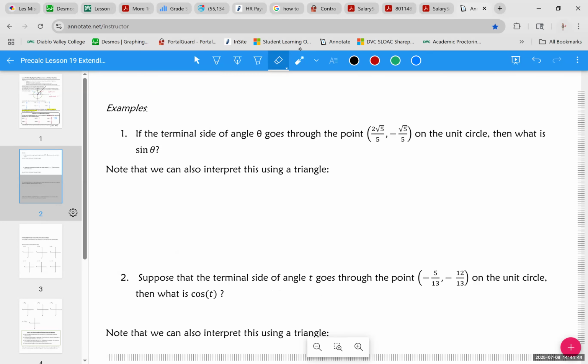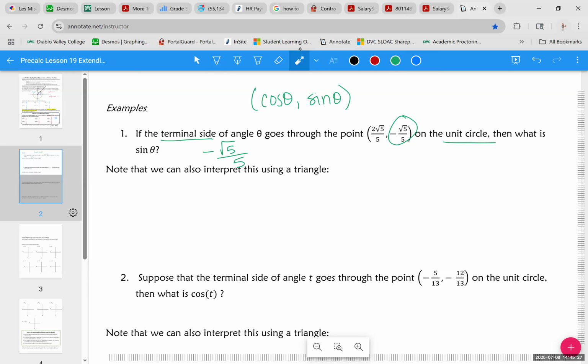If the terminal side of the angle theta goes through this point, so I'm being given coordinates of a point on the unit circle. Terminal side, unit circle. Those are the keys that we need to know that those coordinates are literally just the cosine and the sine. Then what is the sine? Well, I just have to report back what the y coordinate is. If it had asked me what the cosine was, I would just report back the x coordinate. If it asked me what the tangent was, I would just do the y coordinate over the x coordinate. Obviously, I'd have to simplify.